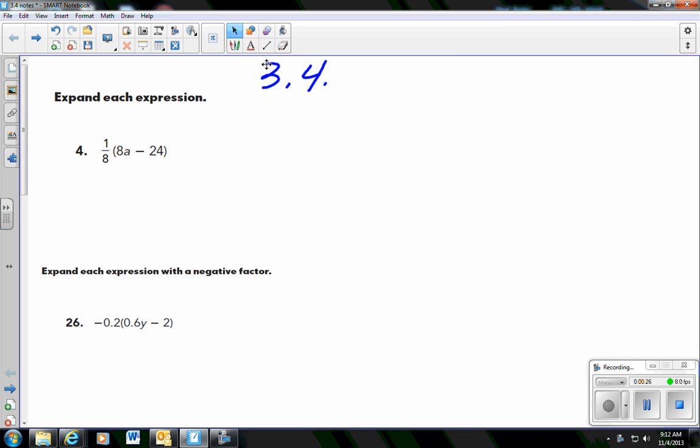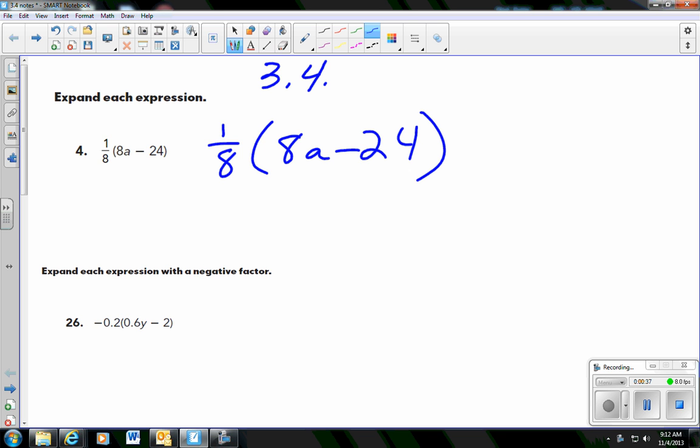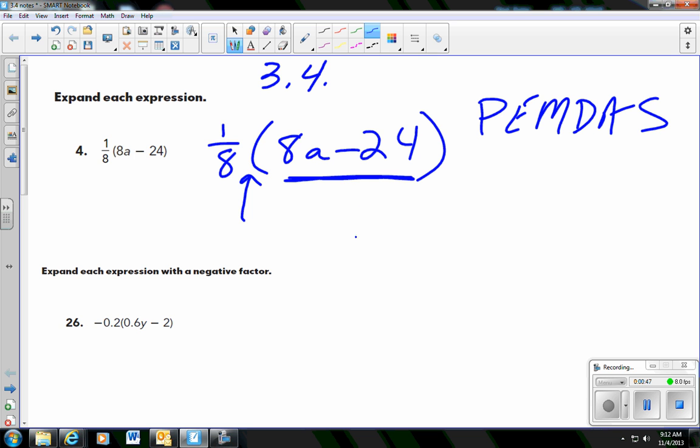So if we look at expanding the expressions here, we look at problem number 4. What you have is 1/8 times 8a minus 24. So the 1/8 next to the parentheses means you're multiplying. Normally, if you follow PEMDAS, you remember PEMDAS? You would do what's in parentheses first, which is 8a minus 24. However, 8a and 24 are not like terms, so we cannot subtract them.